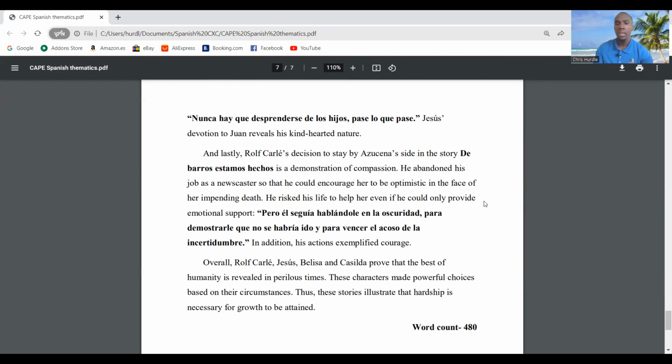Overall, Ralph Carle, Jesús, Belisa, and Casilda prove that the best of humanity is revealed in perilous times. These characters made powerful choices based on their circumstances. Thus, these stories illustrate that hardship is necessary for our growth to be attained. Very good message. So as you see, I restated my thesis, presented the central idea from all of the examples, and then ended with the moral. All right. As you see, 480 words.